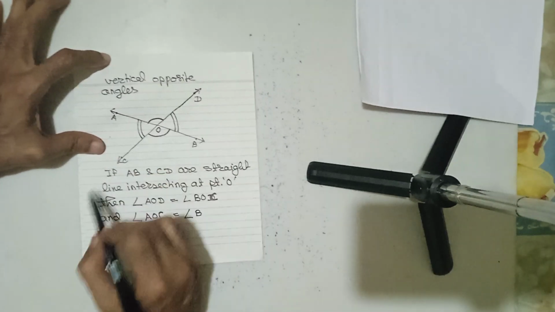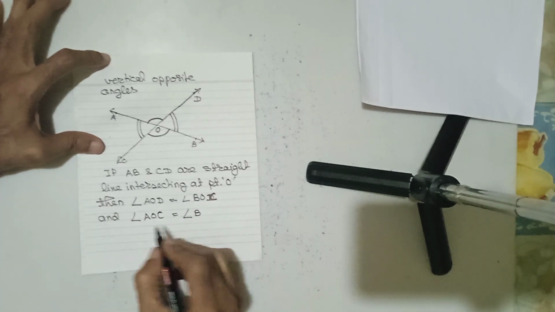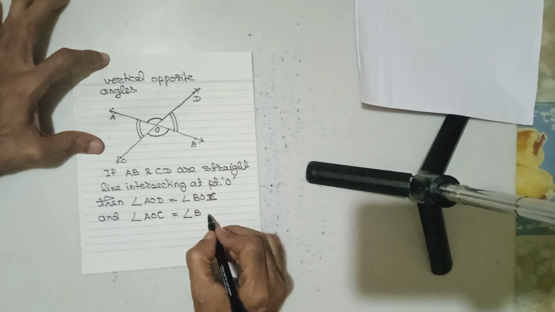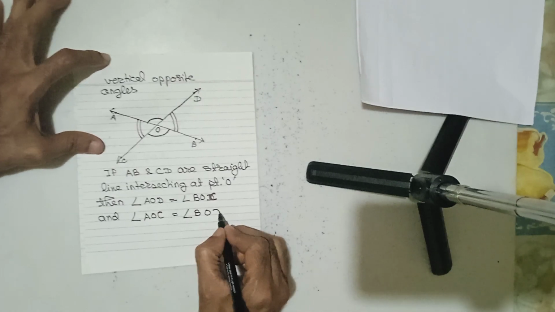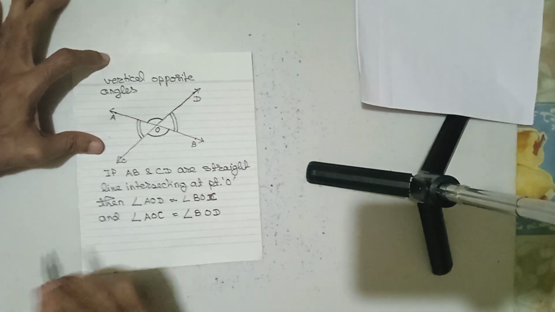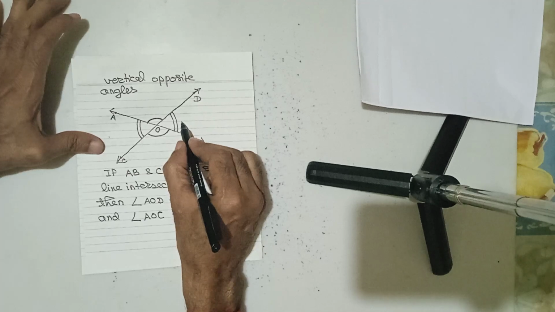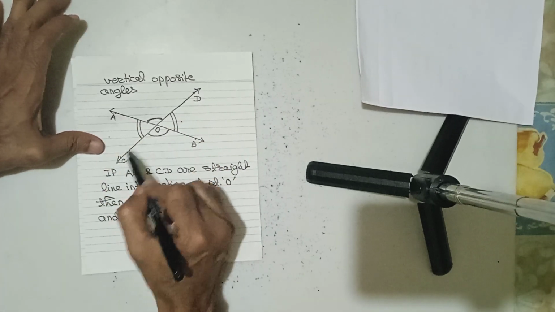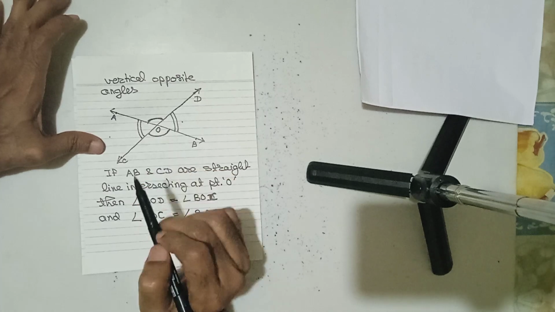Angle AOD is equal to angle BOC, and angle AOC will be equal to angle BOD. Here it will be D. So this angle will be equal to this angle, and this angle will be equal to this angle, when AB and CD are straight lines intersecting at point O.